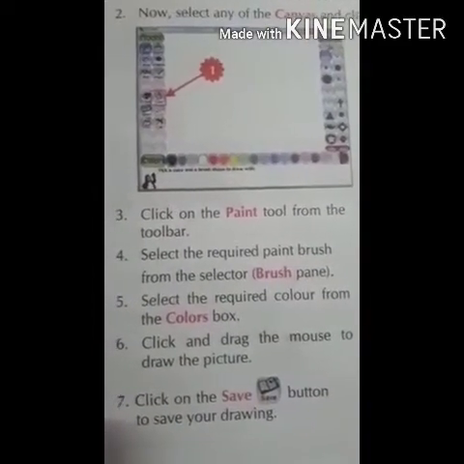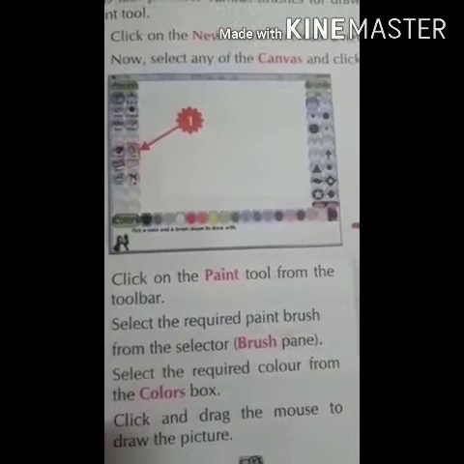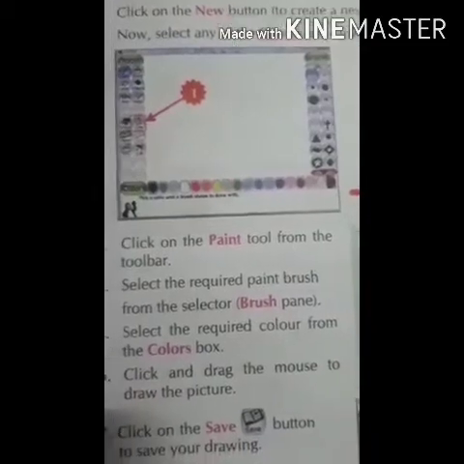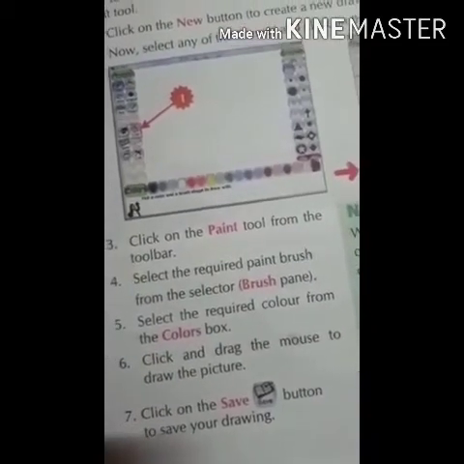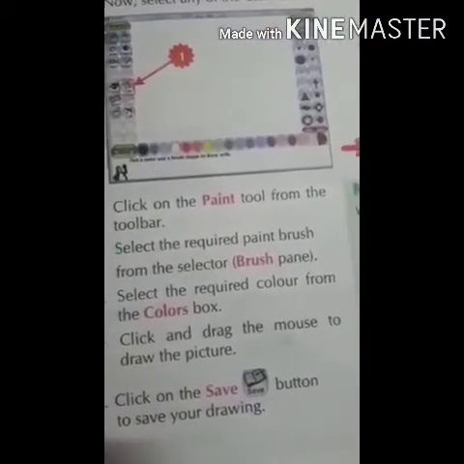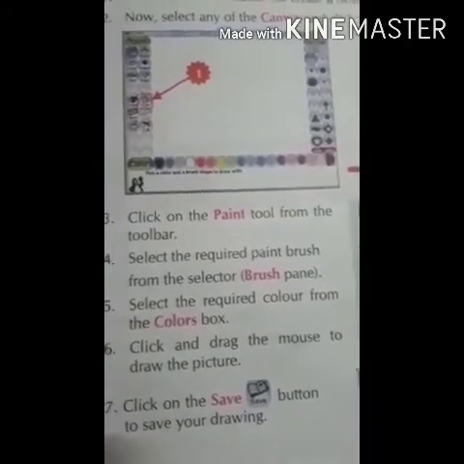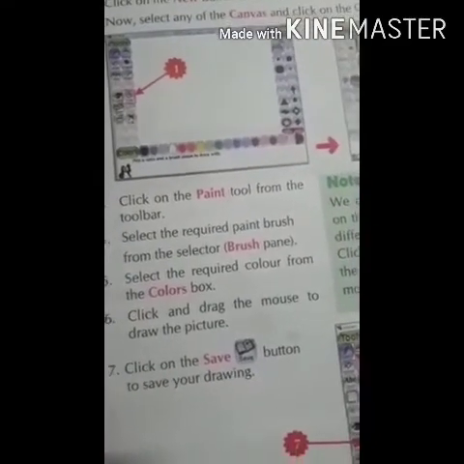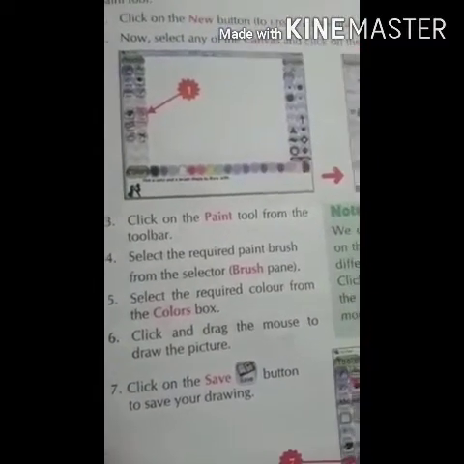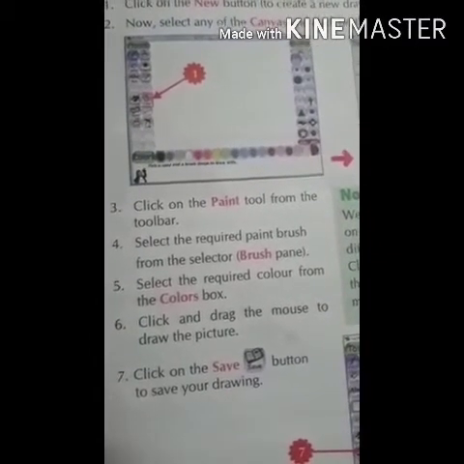After that, you can select any paint brush for the drawing from the selector. When you click on the paint tool, so many different types of brushes will appear and you can select which brush you require. After that you can select any color. You can select your favorite color from the color box with which you want to do the drawing. Then the next step is to click and drag the mouse to draw the picture. With the help of the mouse and the desired color, you can make your drawing.